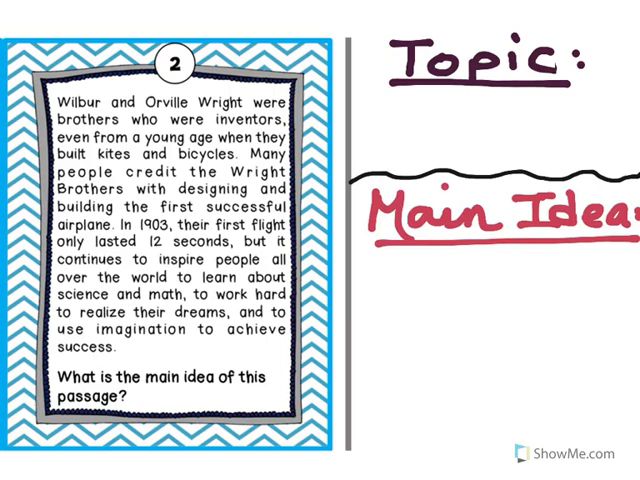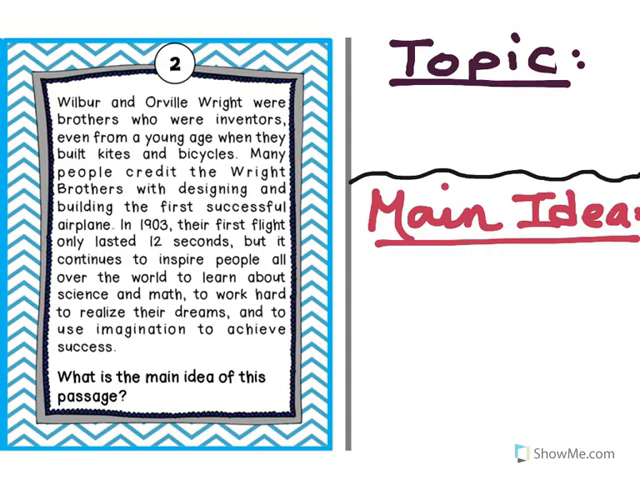It says, Wilbur and Orville Wright were brothers who were inventors, even from a young age, when they built kites and bicycles. Many people credit the Wright brothers with designing and building the first successful airplane. In 1903, their first flight only lasted 12 seconds, but it continues to inspire people all over the world to learn about science and math, to work hard to realize their dreams, and to use imagination to achieve success.